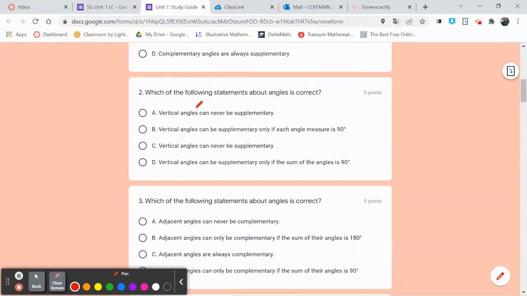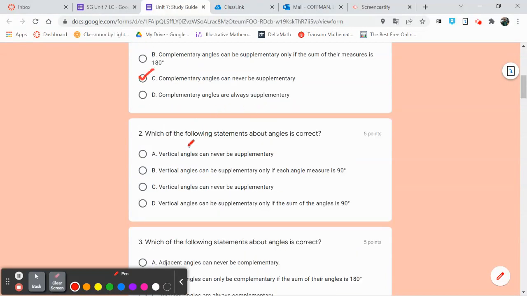Vertical angles can never be supplementary. Well, let's talk about what we know about vertical angles. Vertical angles share a vertex. They're across from each other, and they're always equal or congruent, which is the geometry word for equal or equivalent. So that is, they could be supplementary.